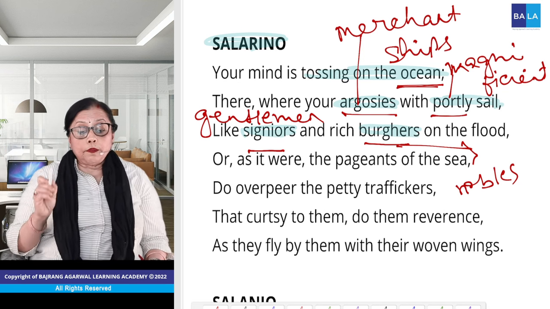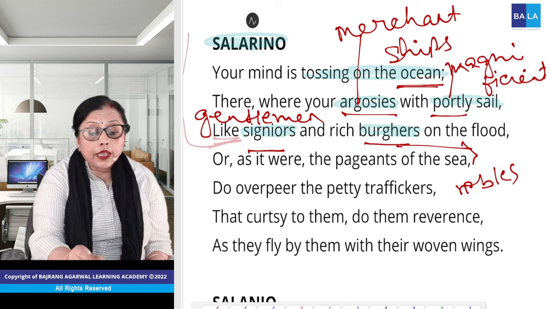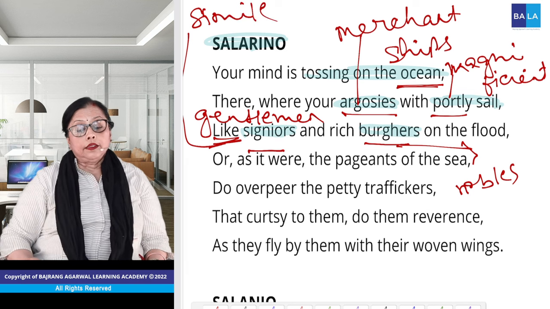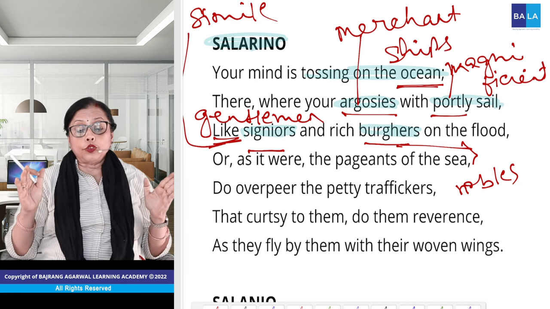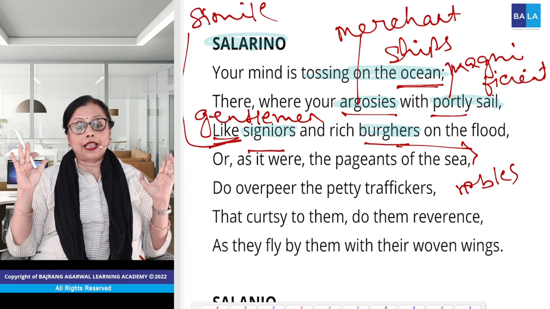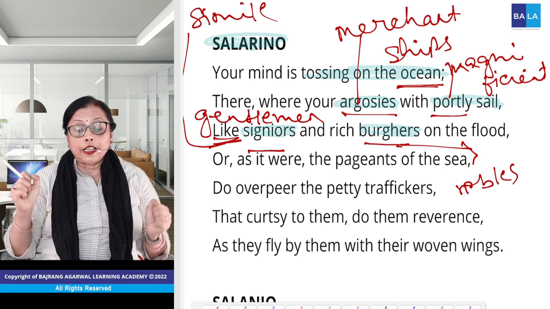So here the ships are compared, like a simile, okay? So this is a simile here. The ships of Antonio are compared to gentlemen and nobles. Your ships are as splendid as the splendid gentlemen of Venice and the nobles of Venice.